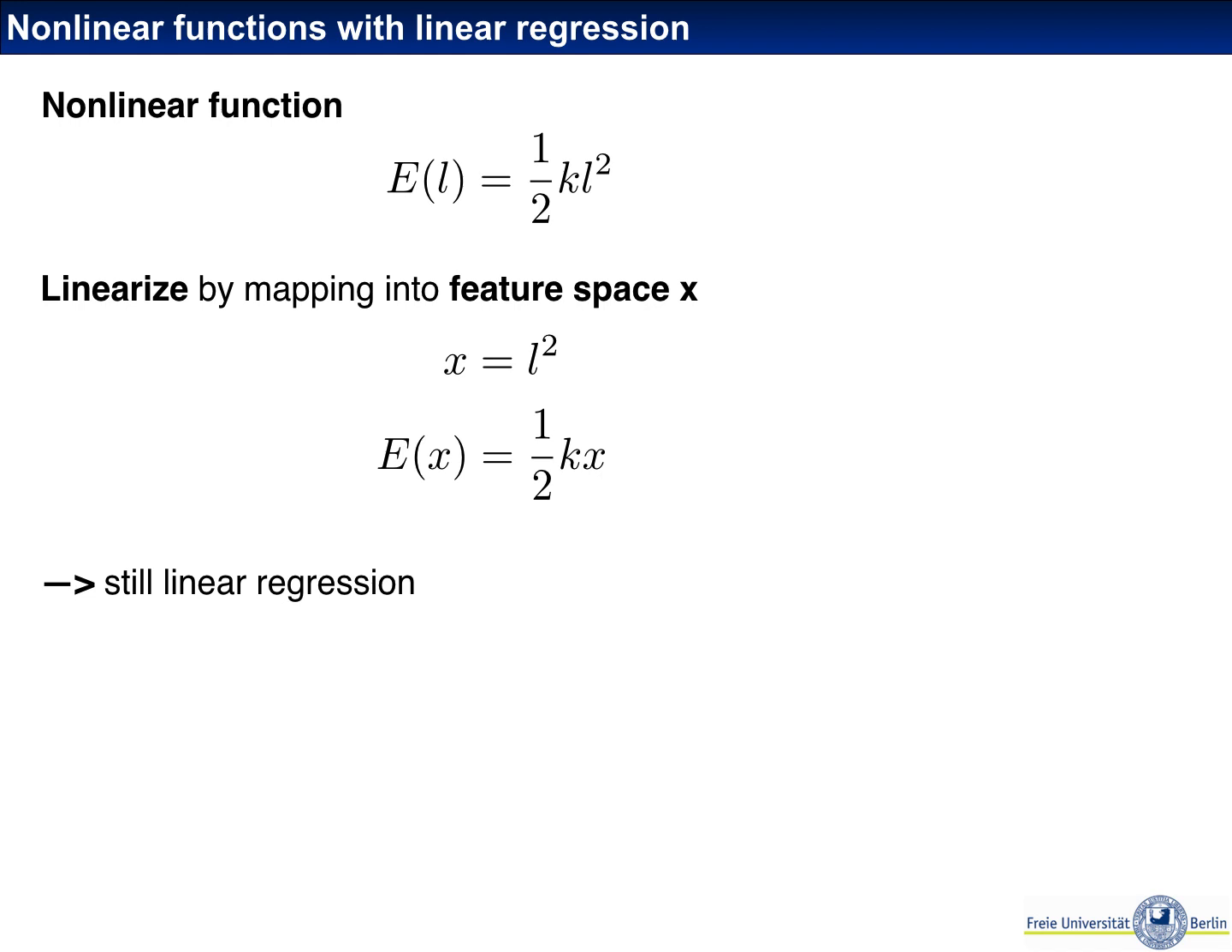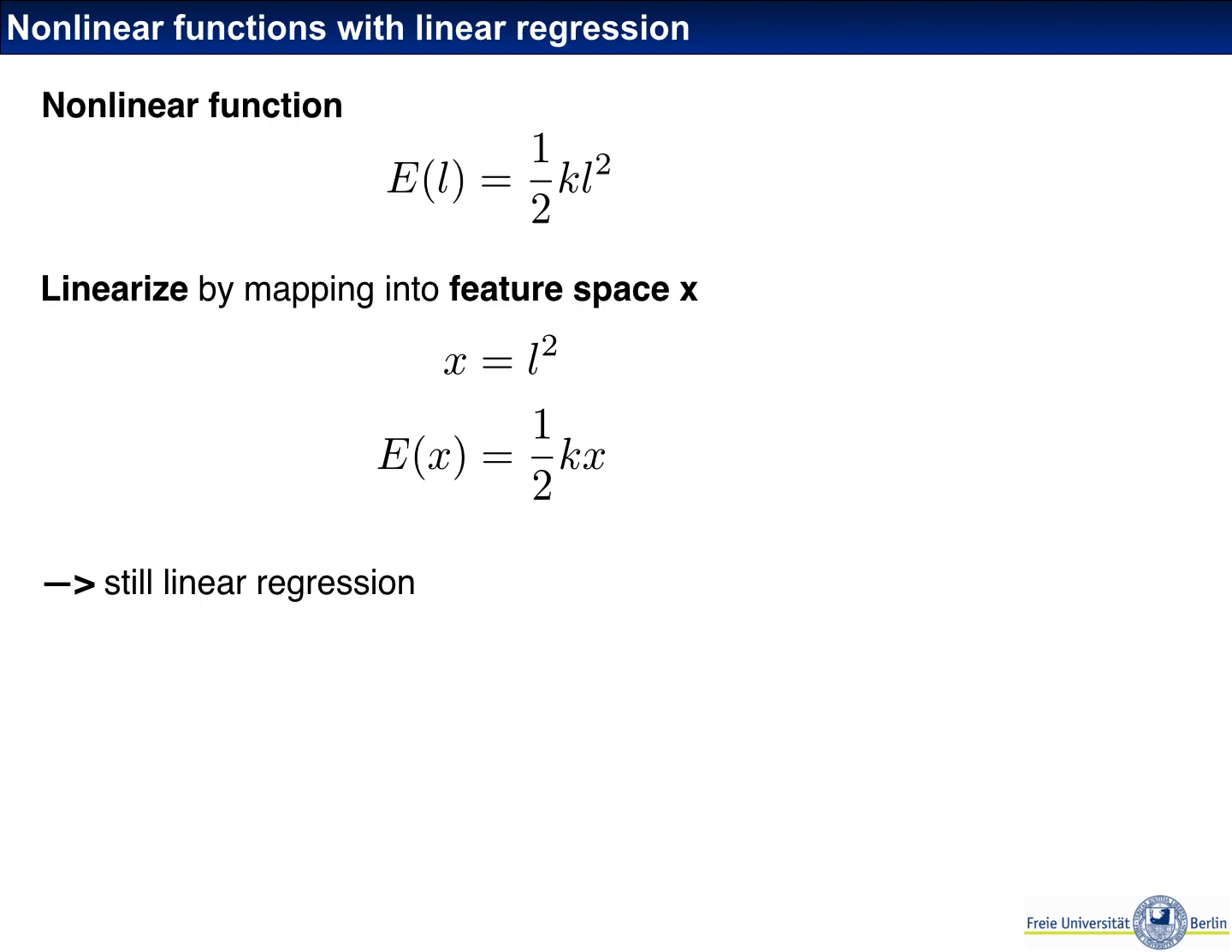Now, in many practical cases, we will want to do regression with data that is not following a linear law. For example, we might have such a nonlinear function where we make measurements E of l, which depend quadratically on l. And again, we want to find out what is the parameter k in this equation. This is related to the example in the last slide. This is actually the energy of an ideal spring, and if you differentiate this with respect to l, you get the force law of the ideal spring.